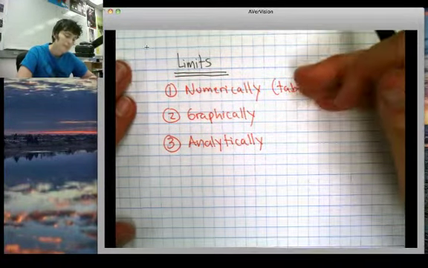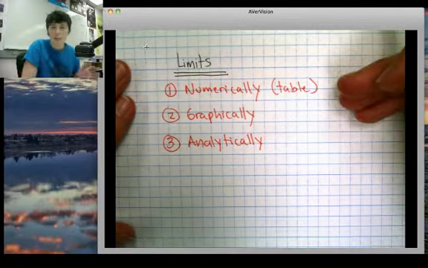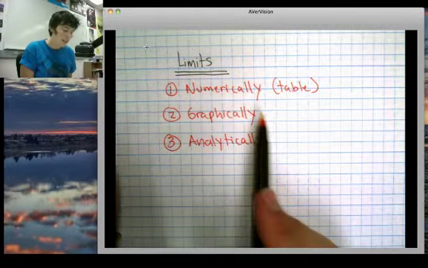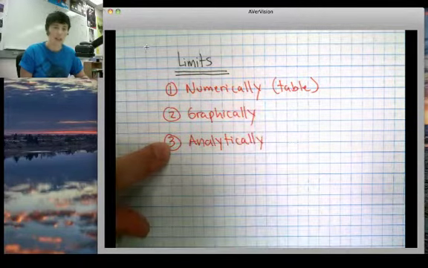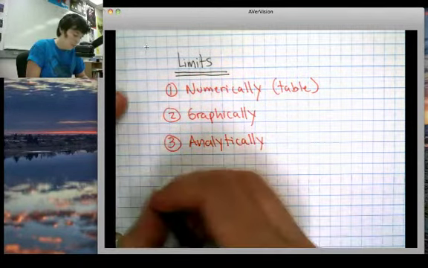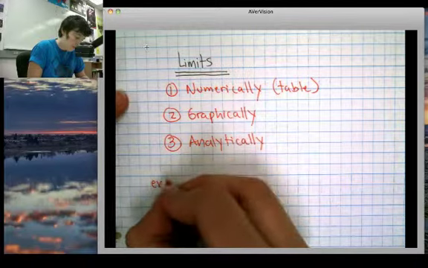So I could ask you about pretty much any kind of limit. I can make up a problem here in a minute, and I could ask you to show me all three different methods, and you would have to know how to go about it. So let me give you an example of when you would ever need numerical limits.